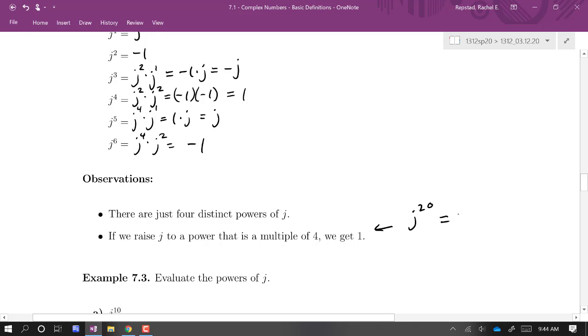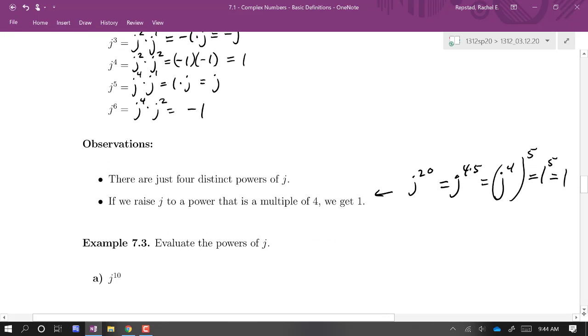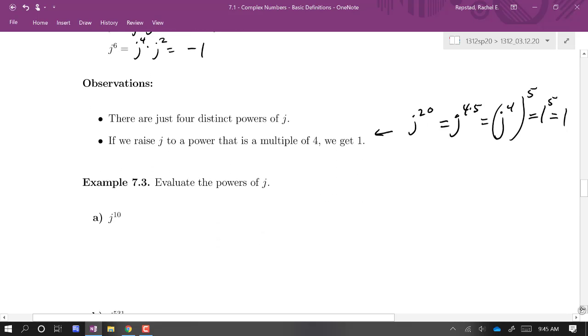J to the 20 is 4 times 5. So this is j to the 4th raised to the 5th power, which is 1 to the 5th, or just 1. That's why any multiple of 4 in the exponent will always just give you 1. We're choosing to write this as a product, and then we can use the rules of exponents. When I raise a power to a power, that's the same as multiplying. So then we're just raising 1 to a power. So that's how we use the rules of exponents to see that any multiple of 4 is going to just give you 1. Now let's look at ones that maybe aren't multiples of 4.